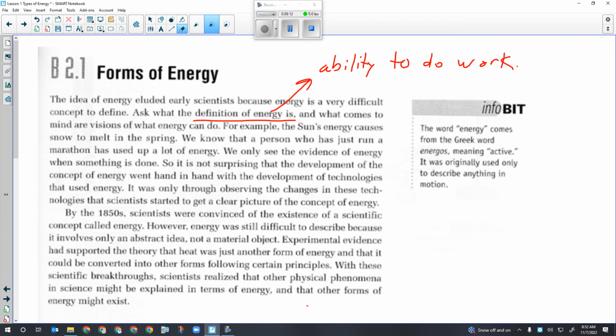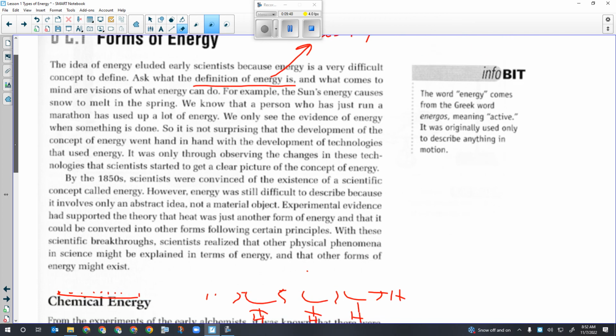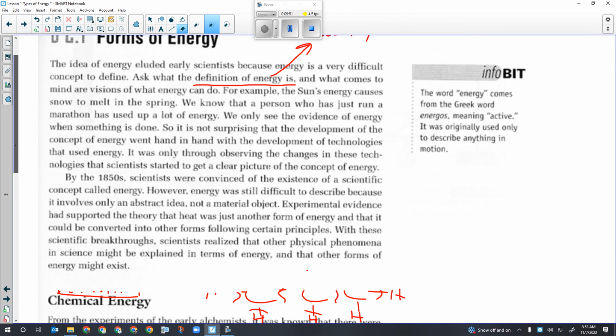So energy is the ability to do work. I either have it or I don't. But I can't pull it out of me and go, here's my energy. See it? Because you can't. Energy is not something you can always see. If it's light energy, you can see it. If it's sound energy, you can hear it. But you can't catch it. You can't hold it in your hand. And so it was very difficult for people to explain exactly what energy was or do any experiments that could really capture it. So scientists were convinced early on that there was this thing called energy, but it was difficult to describe because it was an abstract idea and not a material object.